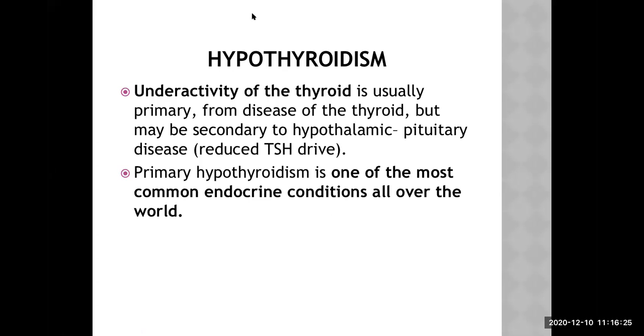Now, hypothyroidism is exactly the opposite condition of hyperthyroidism. So here there is underactivity of the thyroid gland. And most of the time it is again primary, meaning the disease is lying inside the thyroid gland. But it may be secondary because of hypothalamic pituitary disease, as a result of decreased TSH secretion from there. And in that situation, we call it secondary hypothyroidism or central hypothyroidism.